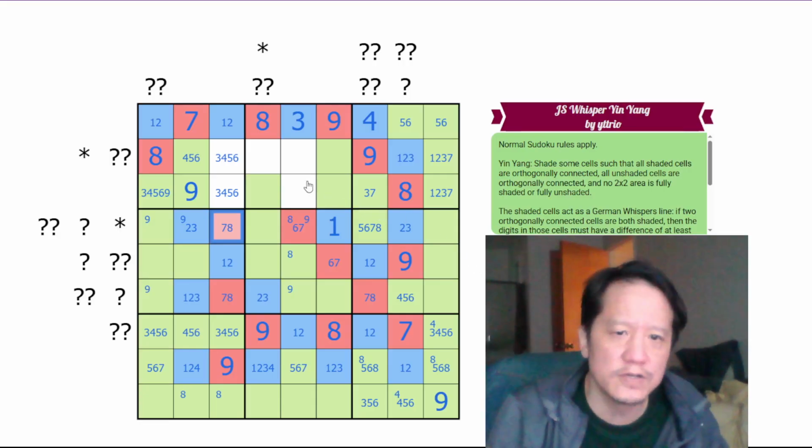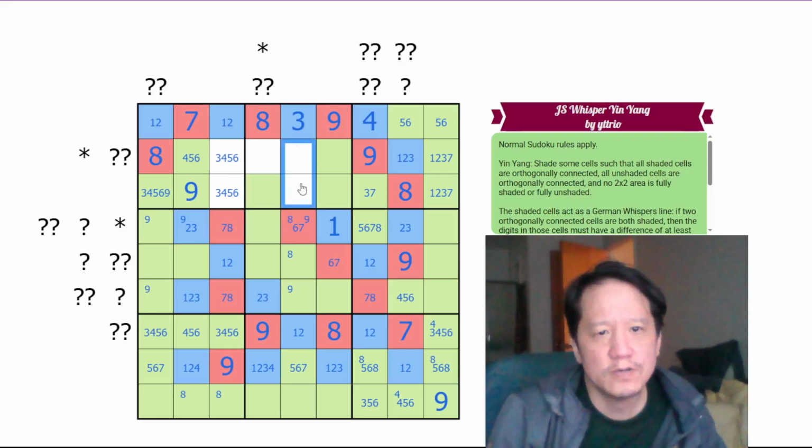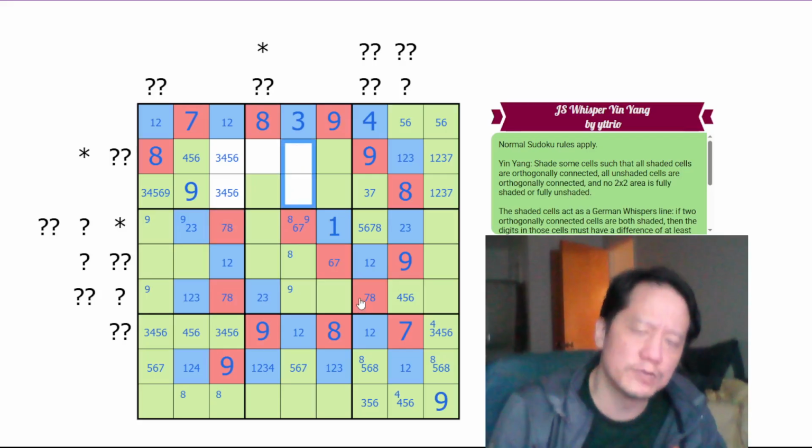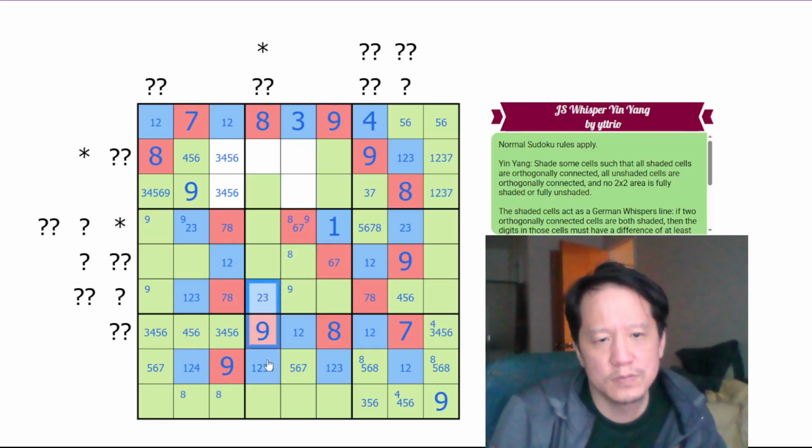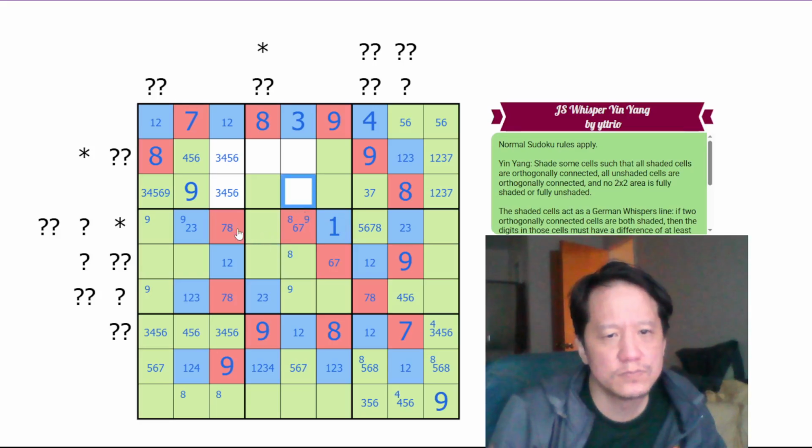So far, this is looking fine. One of these must be shaded. We don't know which. Could be both, actually. So far, this is looking fine.